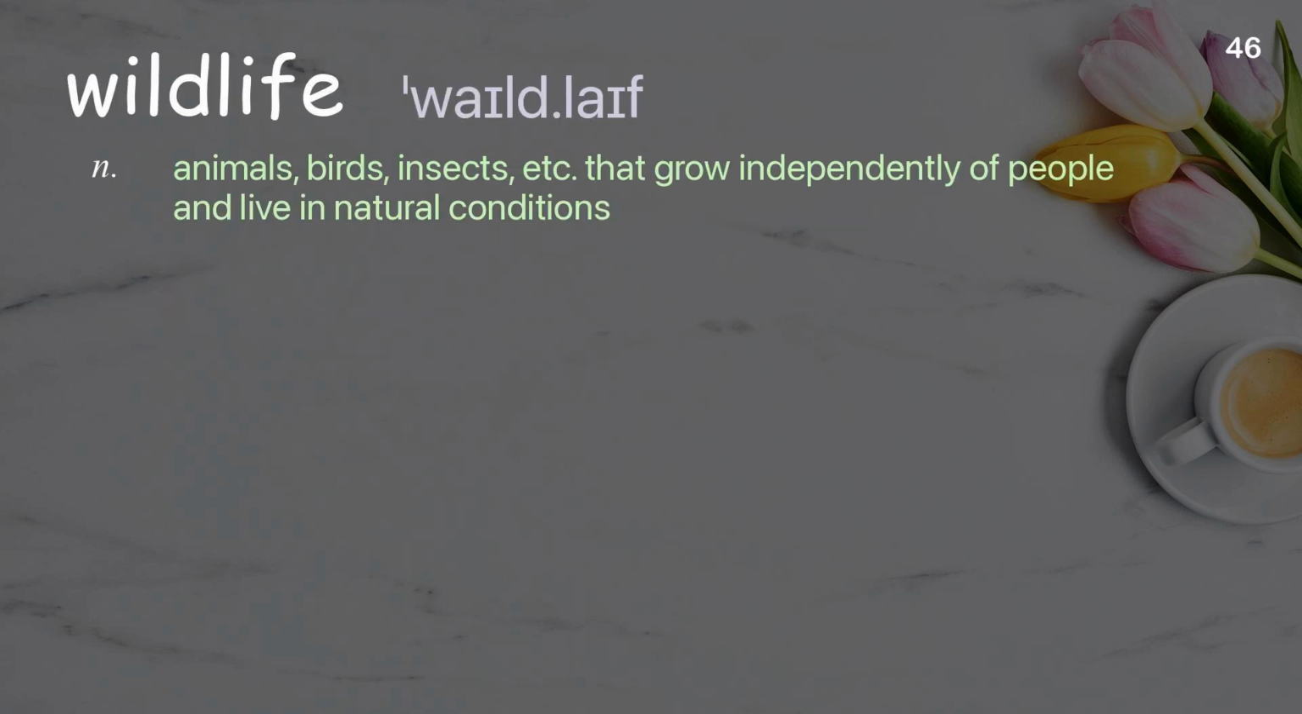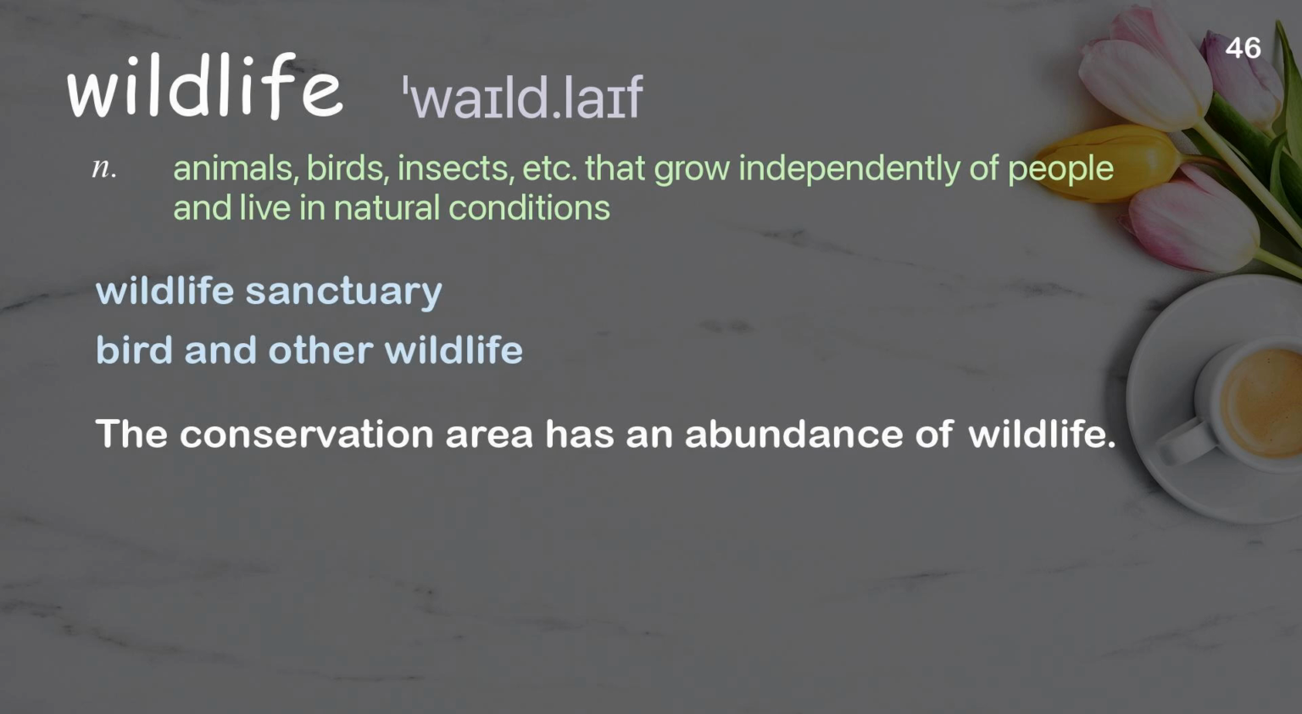Wildlife. Animals, birds, insects, etc. that grow independently of people and live in natural conditions. Examples: Wildlife sanctuary. Bird and other wildlife. The conservation area has an abundance of wildlife.